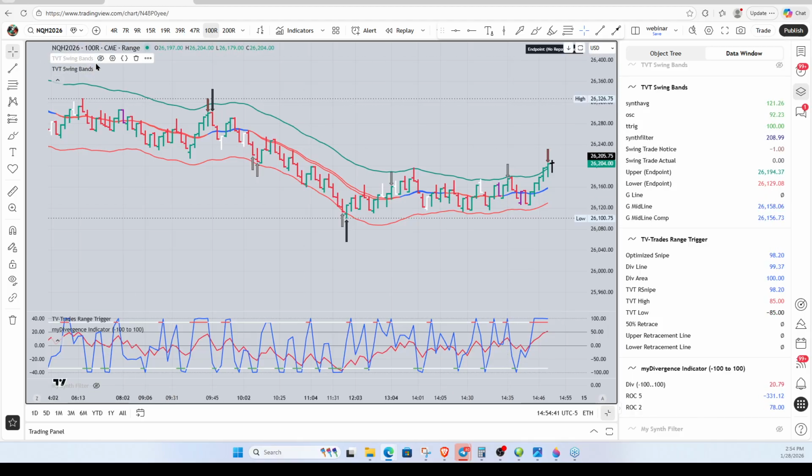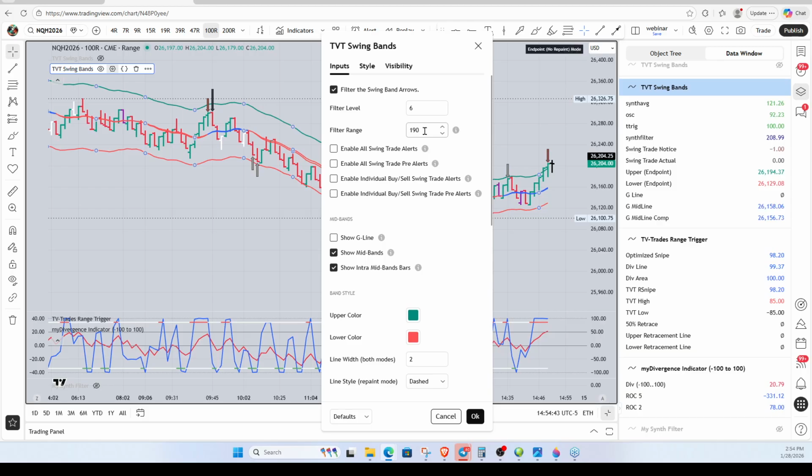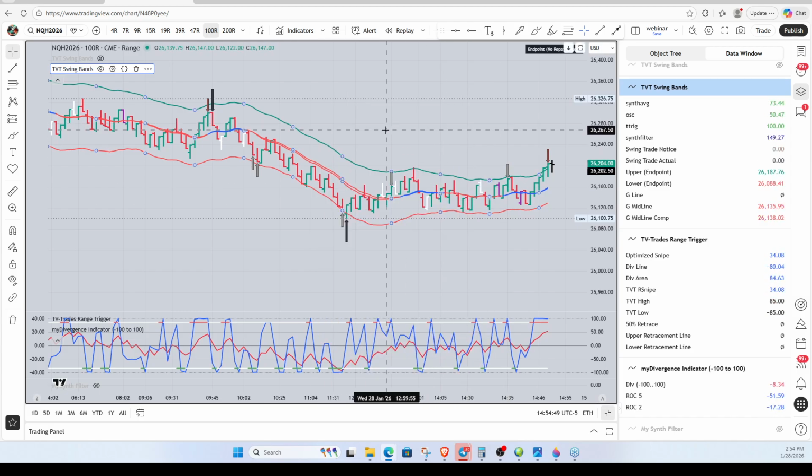And that's adjustable. I mean, you guys will be able to go in there and adjust it right there if you want to. So if you want less of a filter, you can do that.